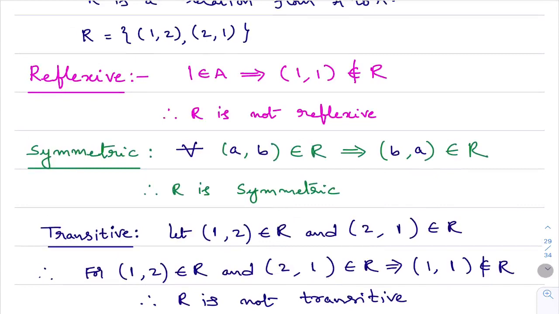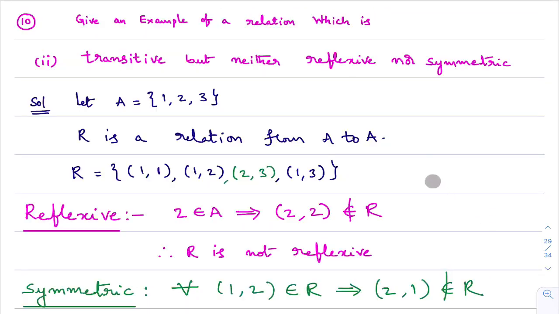Now we will move to the second part in this. You see the second part in this 10th question. Give an example of a relation which is transitive but neither reflexive nor symmetric. Here, the answer in our college material may vary. I am giving my own example. Like this, you can also give your own example in case you are very good in the symmetric, reflexive and transitive relation definitions.